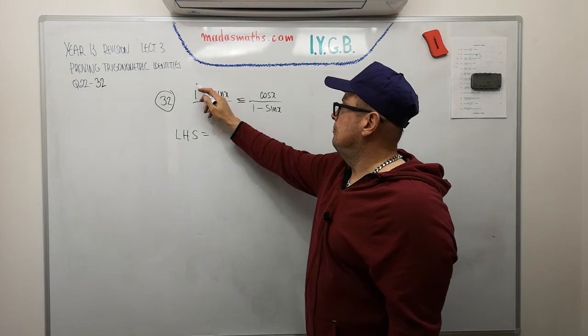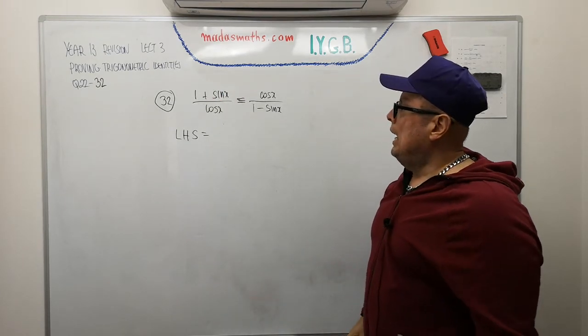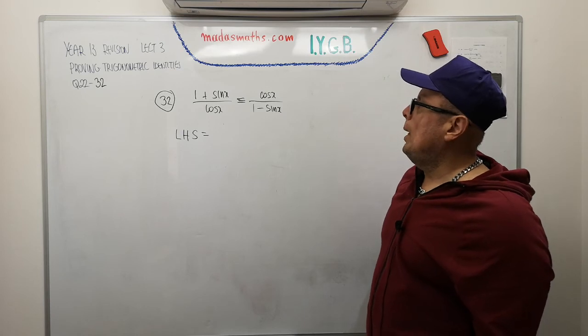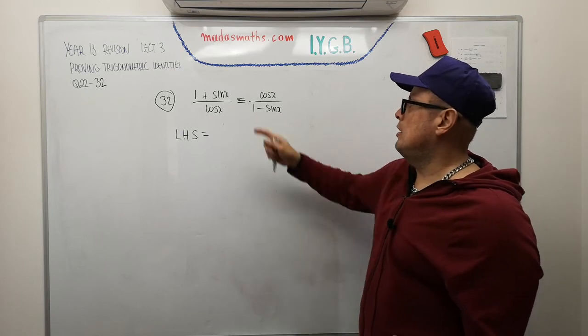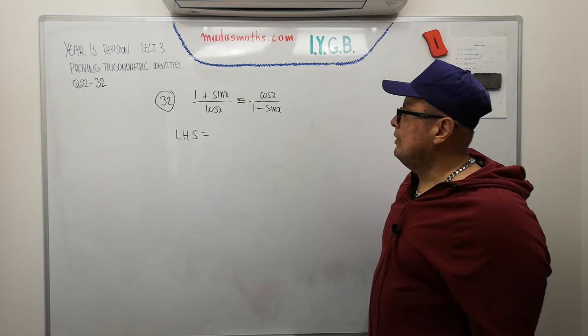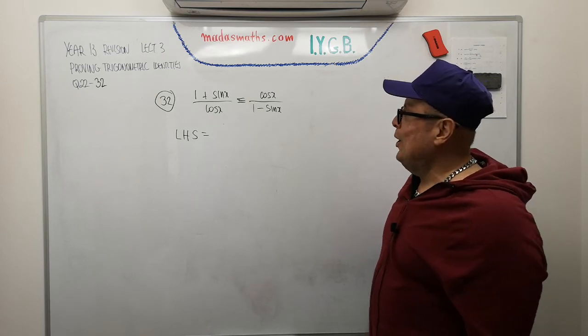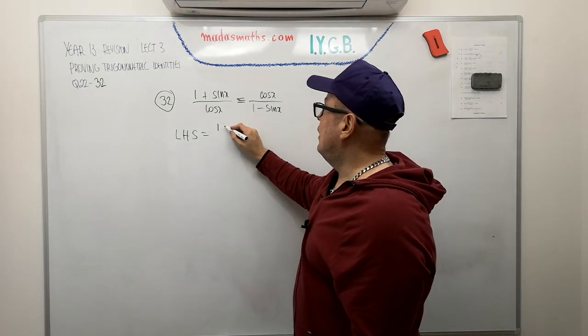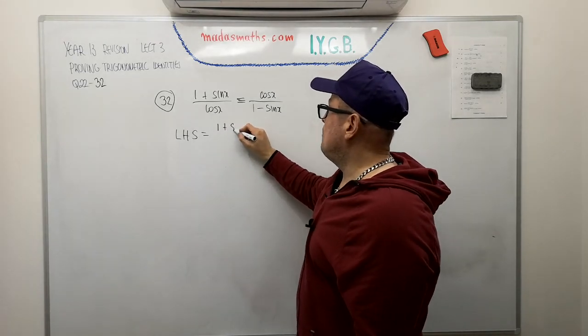What do I do with this? There's not a lot of things we can do. I guess we could split the fraction. We can write it as 1 over cos, which is a sec, plus sine over cos, which is a tan. But I don't think that is a sensible thing to do. What is a more sensible thing to do is something that you need to have seen before in order to apply it.